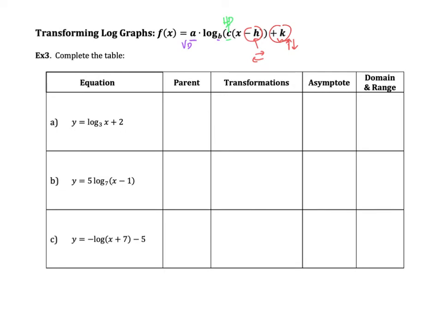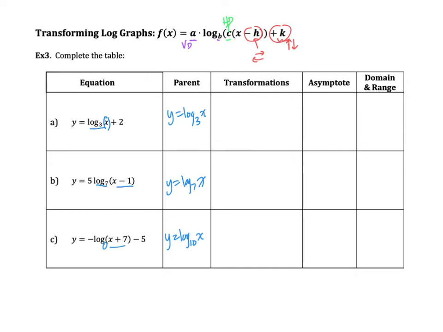So let's look at this first example. Notice that there's no parentheses next to this, so only the x is parenthesized. So that's y equals log base 3 of x plus 2. So my parent function is just log base 3 of x, right? That's your parent function. So this parent function would be log base 7 of x. This parent function would be log base 10 of x. If there's no value there, then it's the common log, which is a log with base 10.